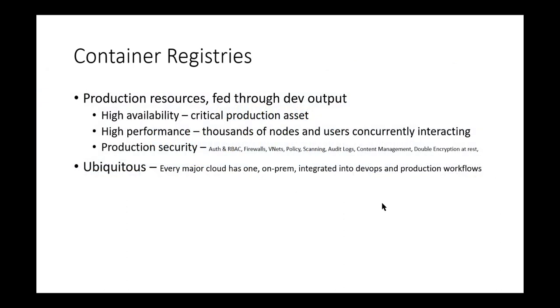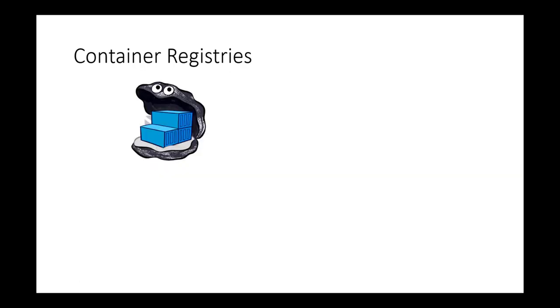First of all, why? Why would I put them here? Well, what we've seen with the artifacts work to begin with is we have these production assets that enable us from dev through production. They're highly available, highly performant, highly secure. We're putting all these security capabilities on there, from RBAC to VNets to policy scanning and audit logs, double encryption at rest, geo-replication. There's all of these things that we want to be able to do to have our content reliably, securely deployed. They're ubiquitous across all cloud providers and on-prem. There's always a choice for what registry you would use.